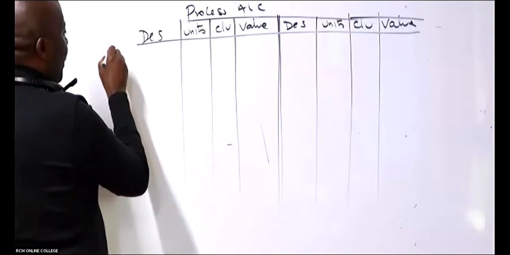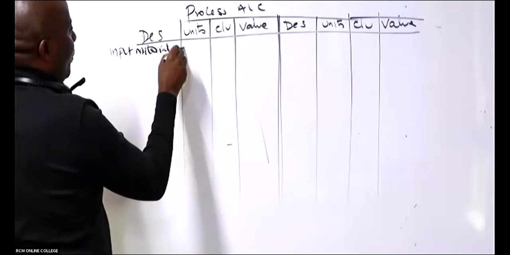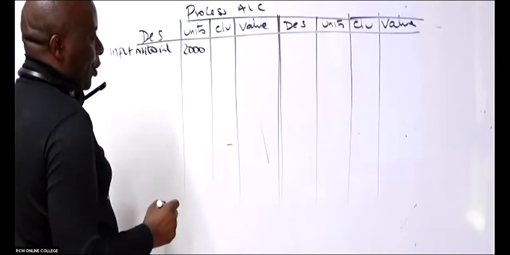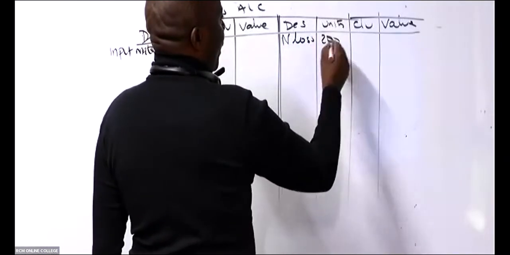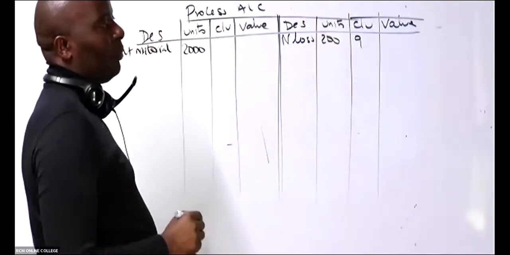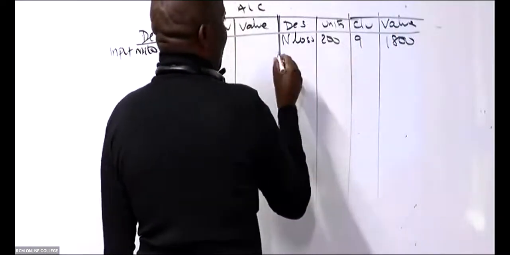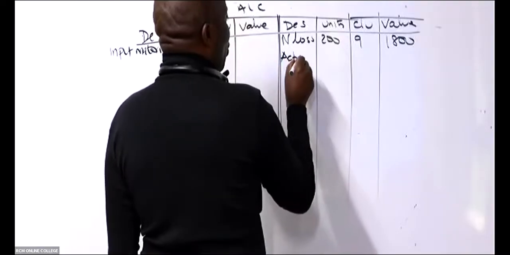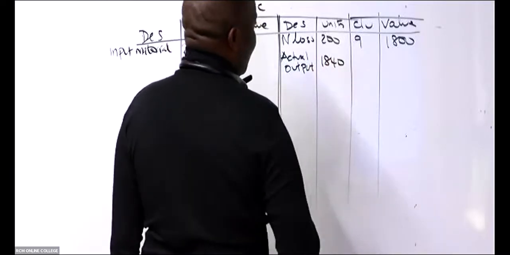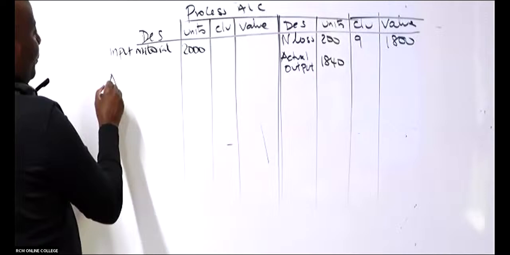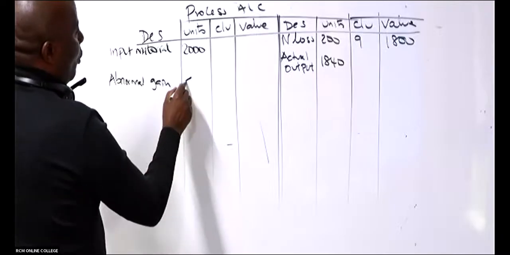For example, we had input material cost $2,000. We had normal loss 200. And they have told us we are scrapping at 9 bob still. So 209, that gives me 1800. We have in this case here actual output 1840. We have abnormal gain of 40.